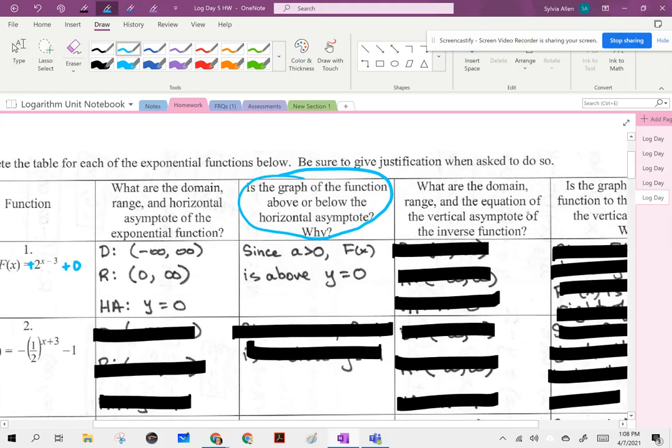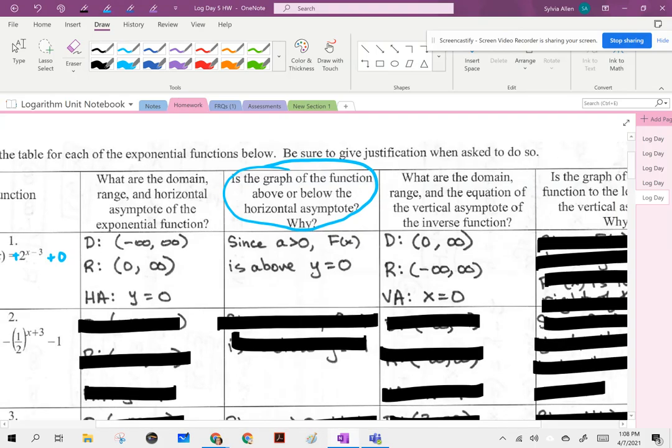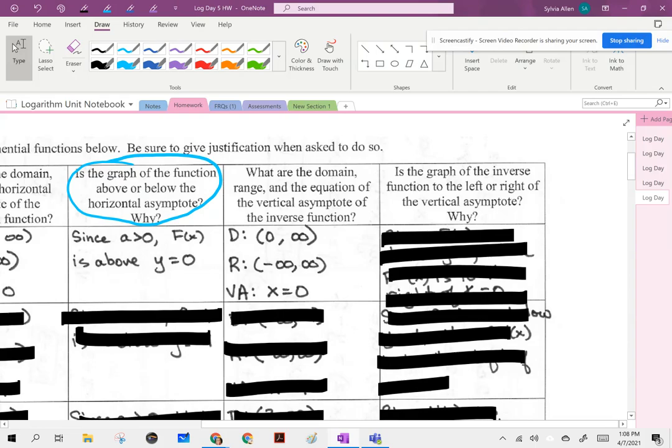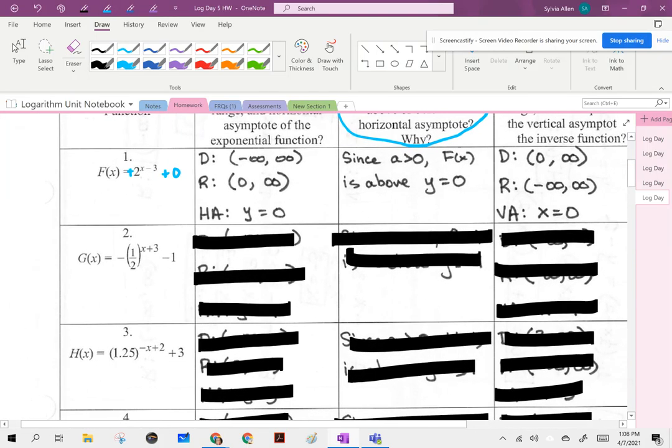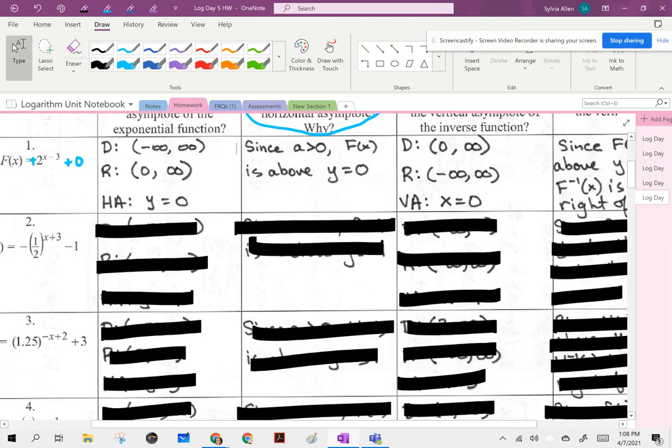What are the domain and range and the equation of the vertical asymptote of the inverse? Okay, so we should know that now. The domain and the range are switched, as well as the horizontal asymptote becomes the vertical asymptote. And then is the graph of the inverse left or right of the vertical asymptote? Well, since the original function was above, then the inverse is going to end up being to the right. Okay. Number 2, see if you can answer all of those questions.